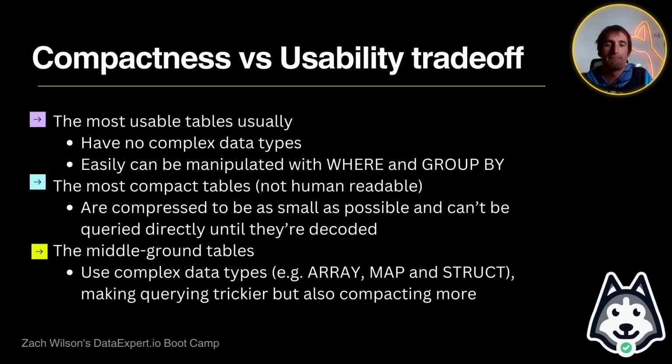That's when you want to use the most compact tables, where you don't even have columns at that point. You have a blob of bytes, because that gets rid of all the extra dead space everywhere. But then you can't query it. The only way you can query it is if you use some sort of decompression or decoding thing to get it out of the blob of bytes.